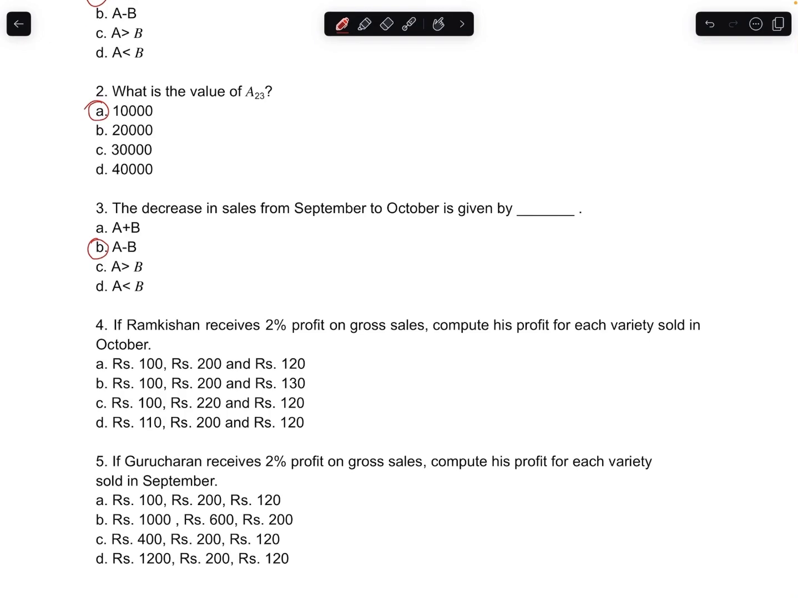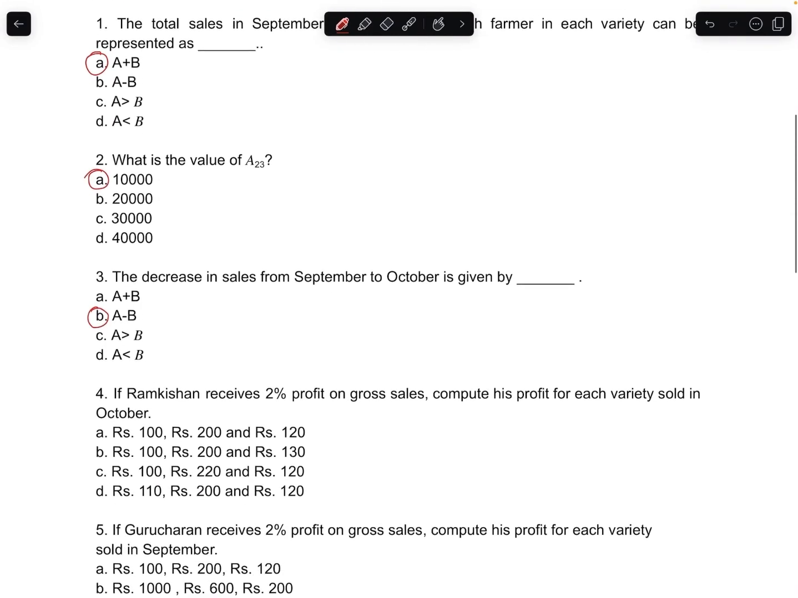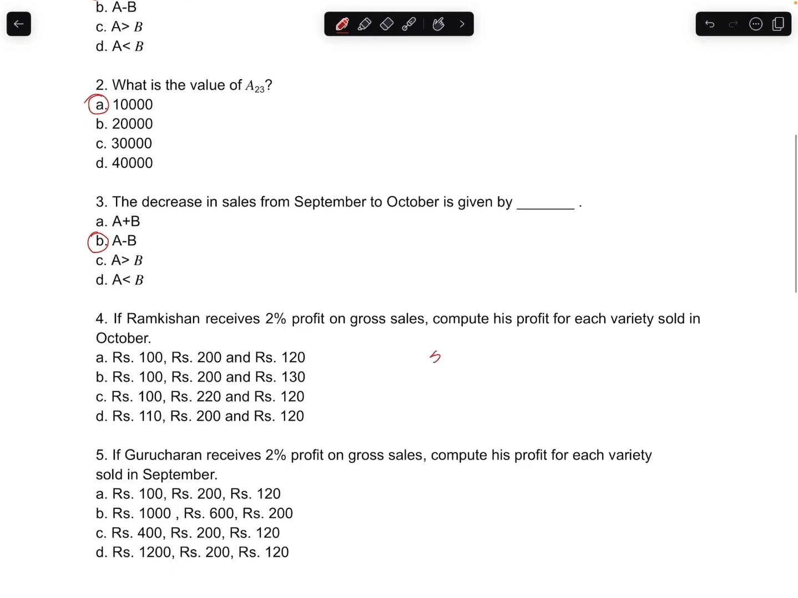Question 4. If Ramakrishnan receives 2% profit on gross sales, compute his profit for each variety sold in October. Ramakrishnan's October sales is 5,000, 10,000 and 6,000. For this, we have to compute the 2%.